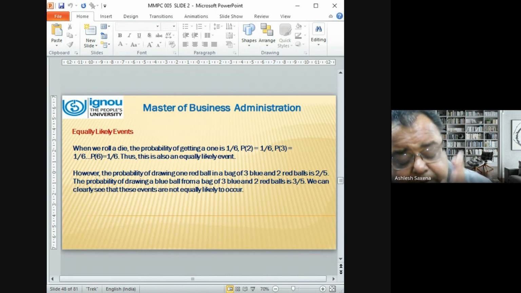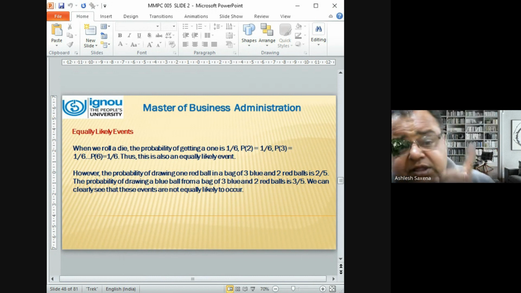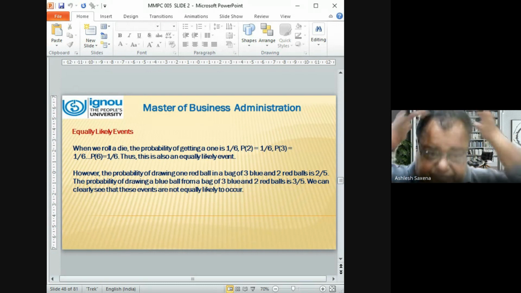That means the probability of drawing a red ball from this bag will be 2/5. But the probability of drawing a blue ball will be 3/5. That means we can clearly see that these events are not equally likely to occur. Was it difficult to get?